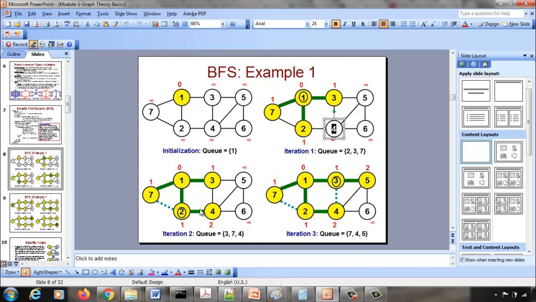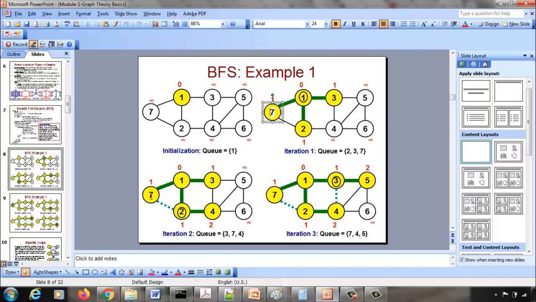4 has not been visited yet, so you mark it as visited, set the level number of 4 to be 1 more than the level number of 2, so 1 plus 1, 2, label this edge as tree edge. And now 7 has been already visited, so you label this edge as what is called a cross edge. So if your neighbor that you're trying to explore has been already visited, you label that edge as a cross edge. Otherwise, you label the edge as a tree edge, set the level number of that neighbor to be 1 more than the level number of the vertex you're trying to visit from.